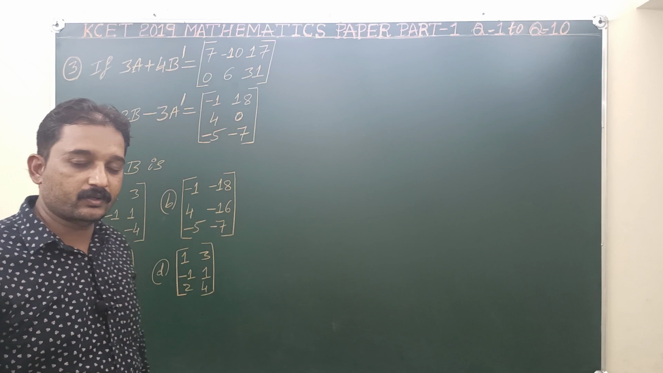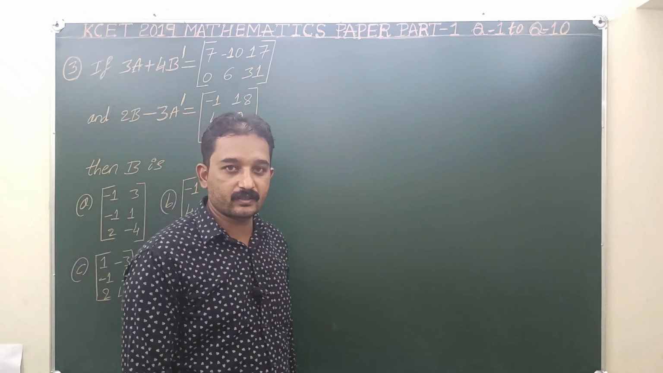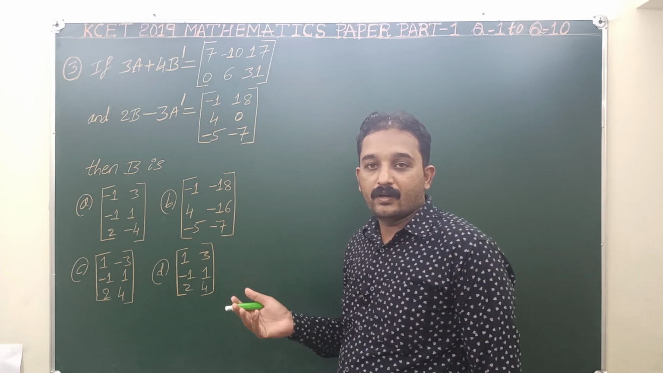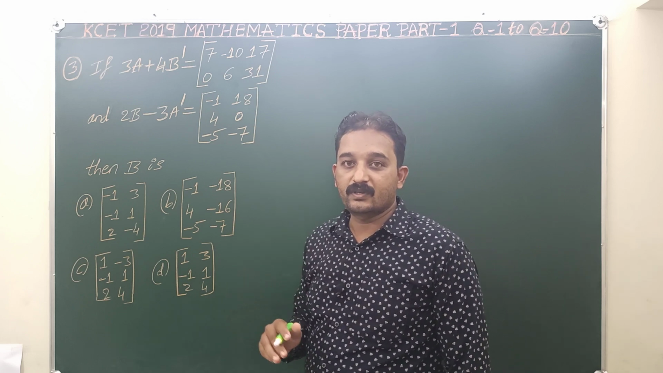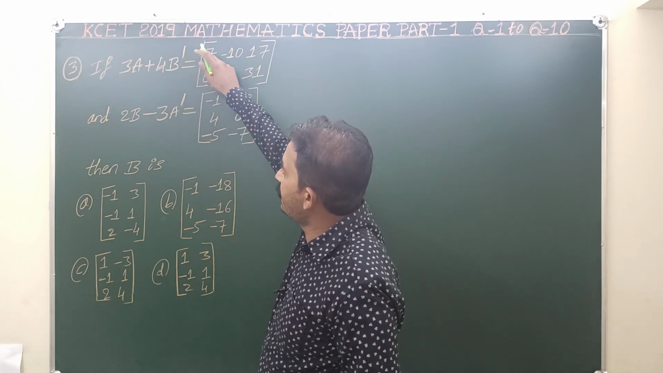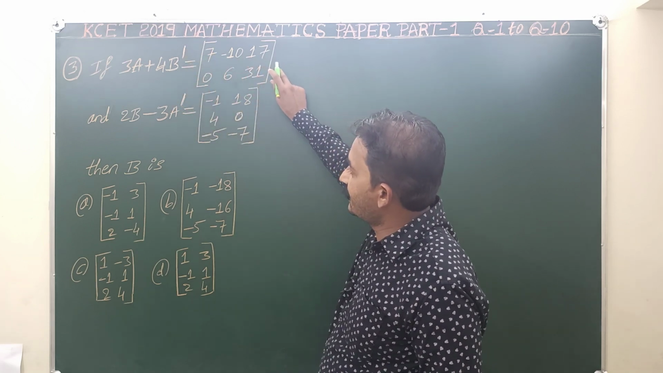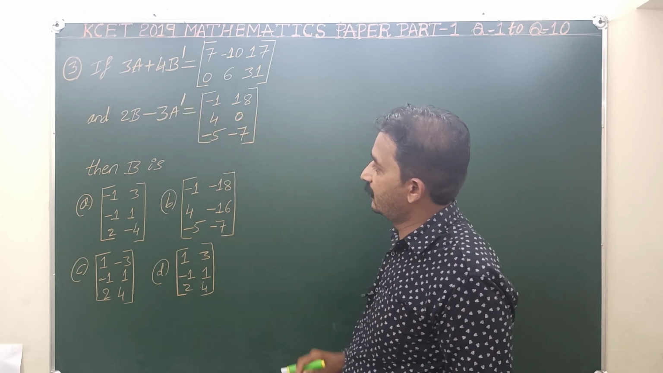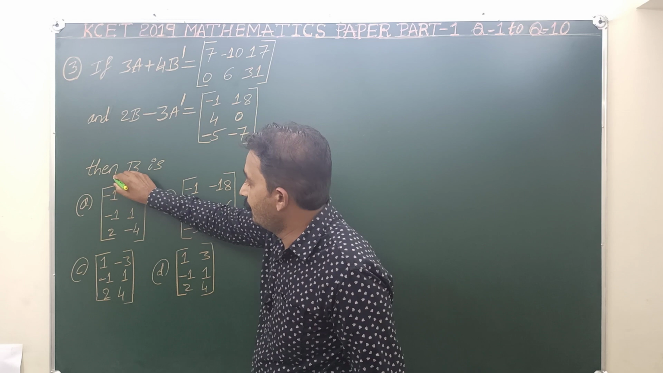Now let us move on to question number 3. Once again this question is based on the chapter matrices, particularly algebra of matrices and also the transpose of matrices. Let us see the question. If 3A plus 4B dash equals the given matrix, and also 2B minus 3A transpose is given, in this case we have to find the B value.